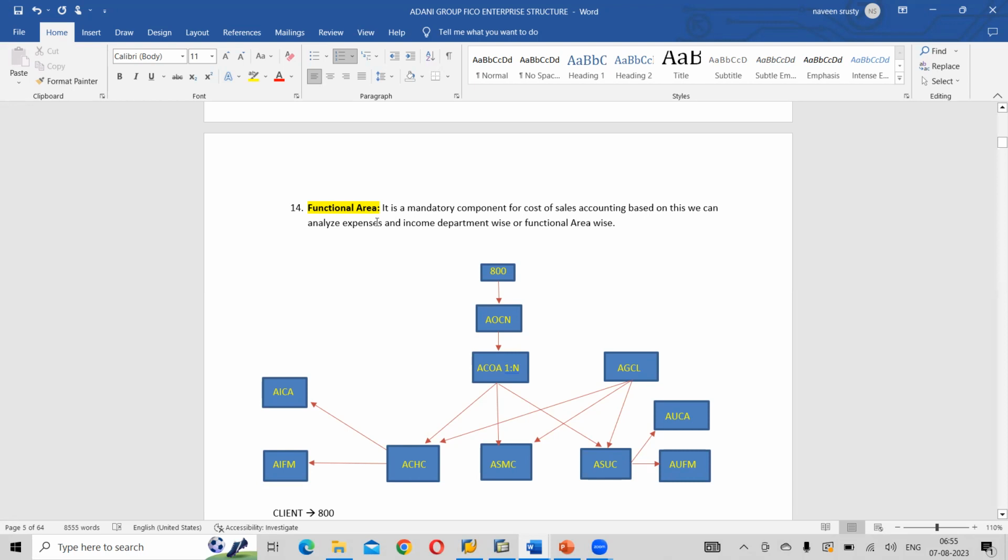See here, in simple terminology, what do you mean by functional area? Functional area is nothing but, in any organization, there will be different departments. The creation of departments in SAP, we call it a functional area, like finance department, controlling department, HR department, production department, marketing department. Whatever departments we are going to create all come under functional area. But here I'm using the term that it is a mandatory component for cost of sales. What does it mean actually? What do you mean by cost of sales accounting?